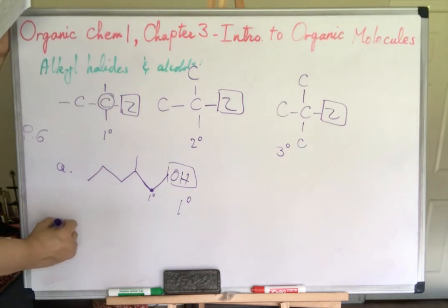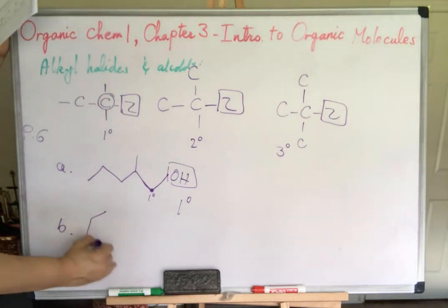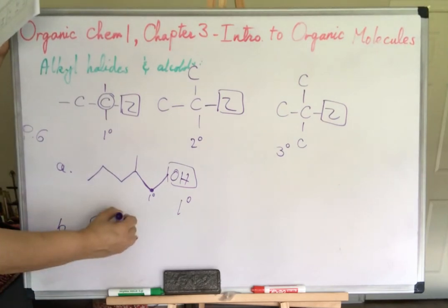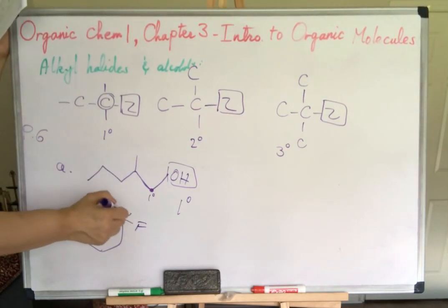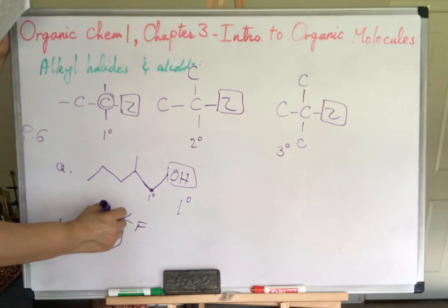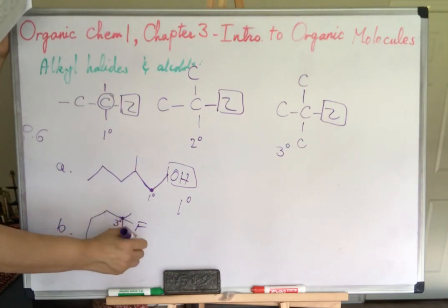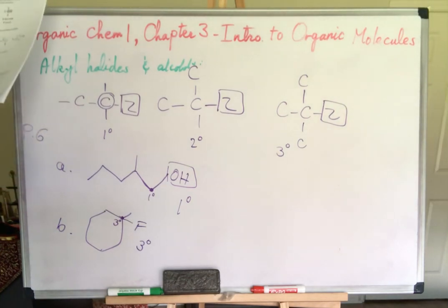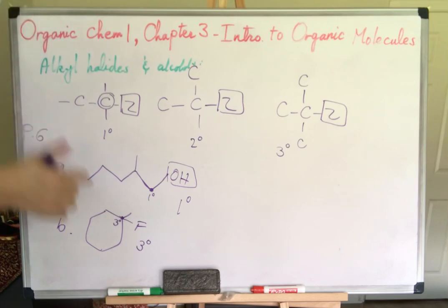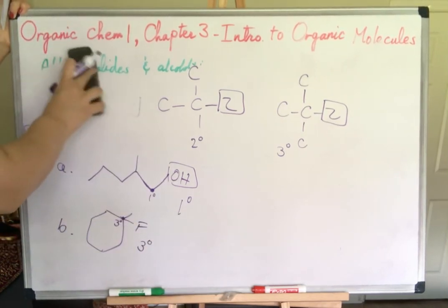Let's work on B, and then I will leave C and D for you. Fluorine is connected to this carbon, right? And this carbon is connected to 1, 2, and 3 other carbons. It's a tertiary carbon, so the whole alkyl halide is going to be a tertiary alkyl halide. Can you classify OH or halogens in the next one? Just pay attention to the carbon and you will get it.